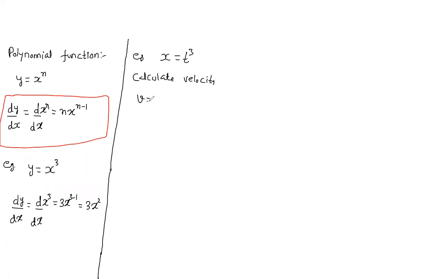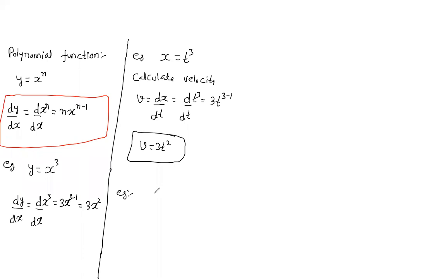So velocity is simply the derivative of position with respect to time. It's dx over dt only. So this is d over dt of t cube. You can compare here. Instead of x, I'm using t. Instead of n, I'm using 3. So that's 3 t to the power 3 minus 1. So this is the expression of velocity. Velocity is 3t squared. Clear? Yes. Let's take one more example.